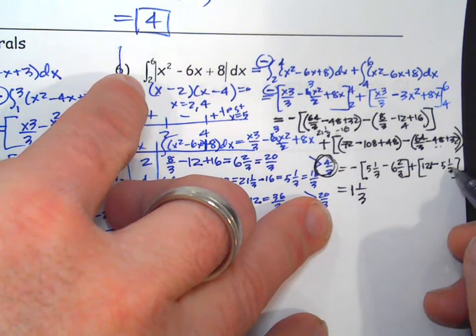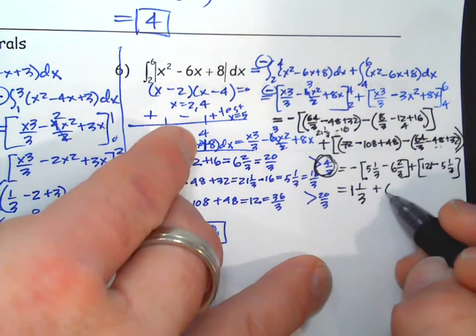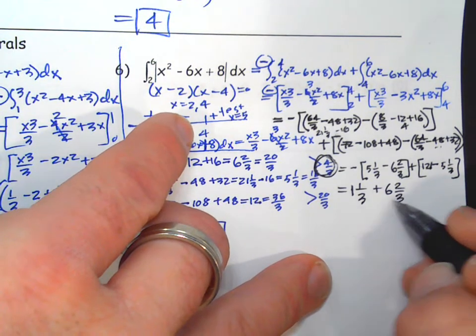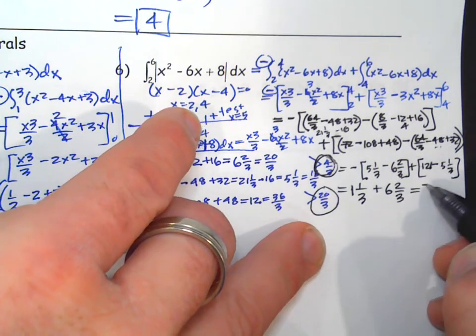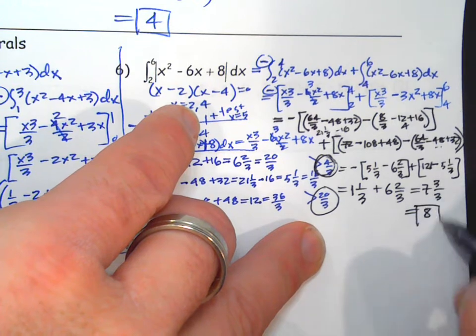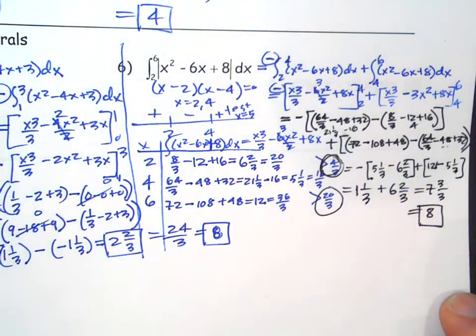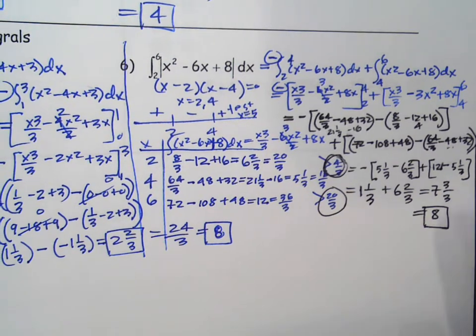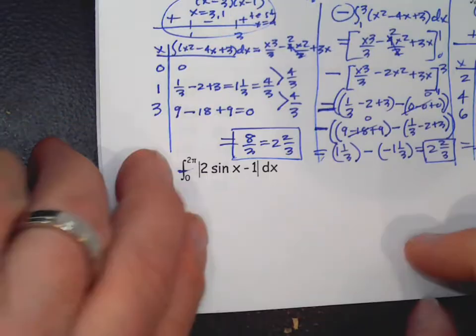This is gonna be 6 2/3. Same thing we've got in our table. Add them together, we get 7 3/3, which is better written as just 8. Oh my gosh. These are crazy. Okay, I kind of like the table, but I guess it's up to you guys.